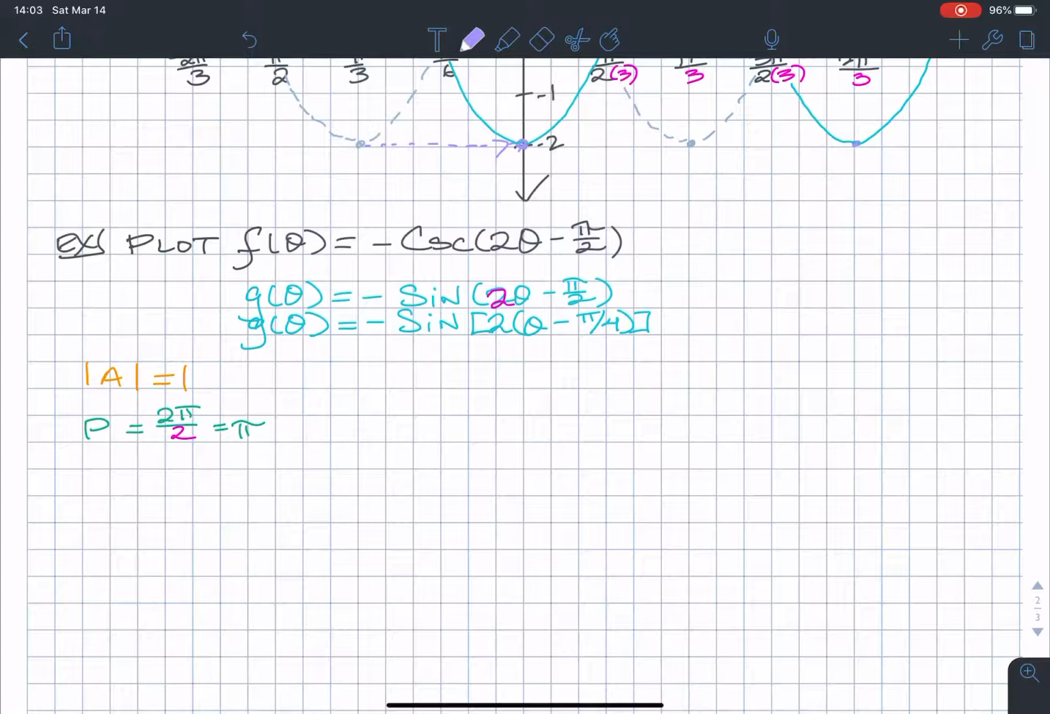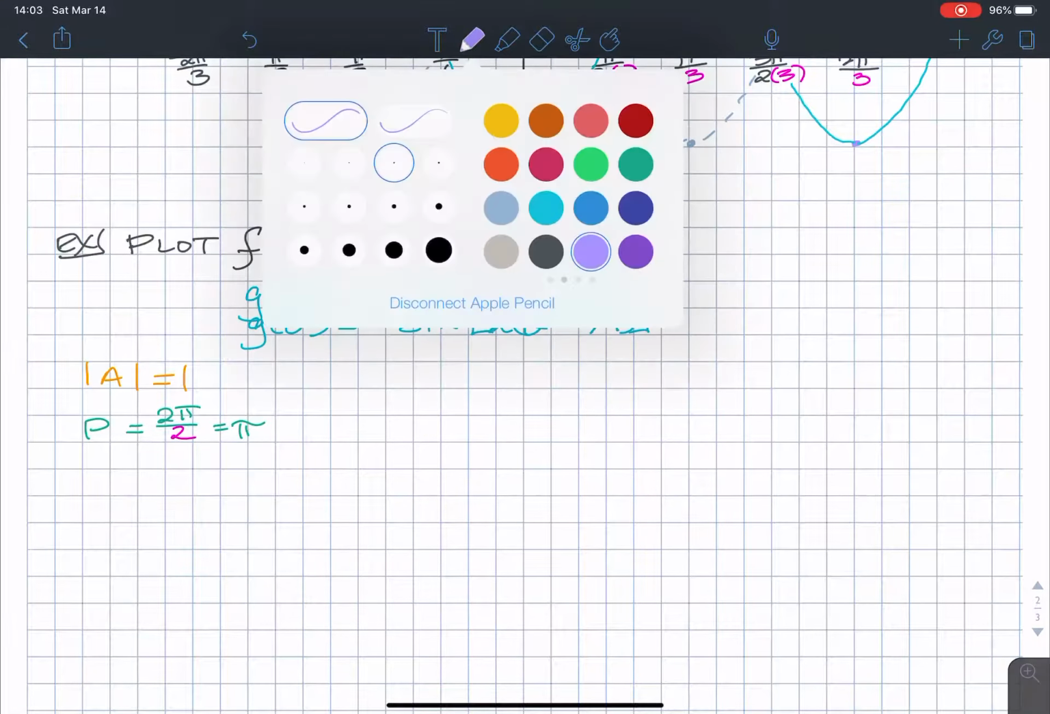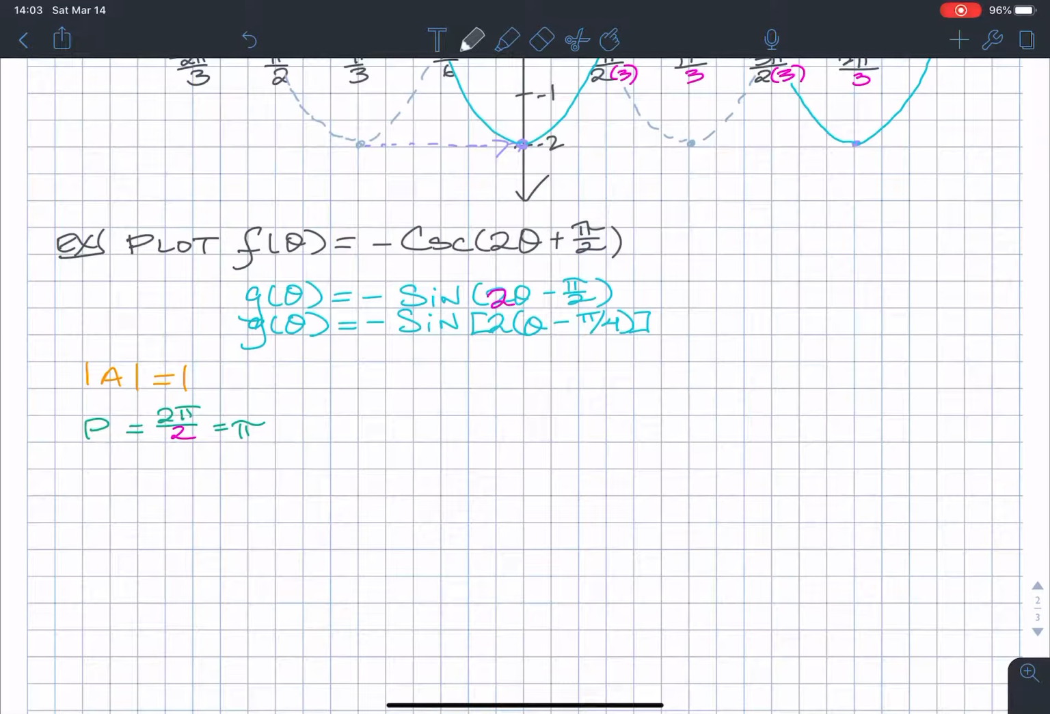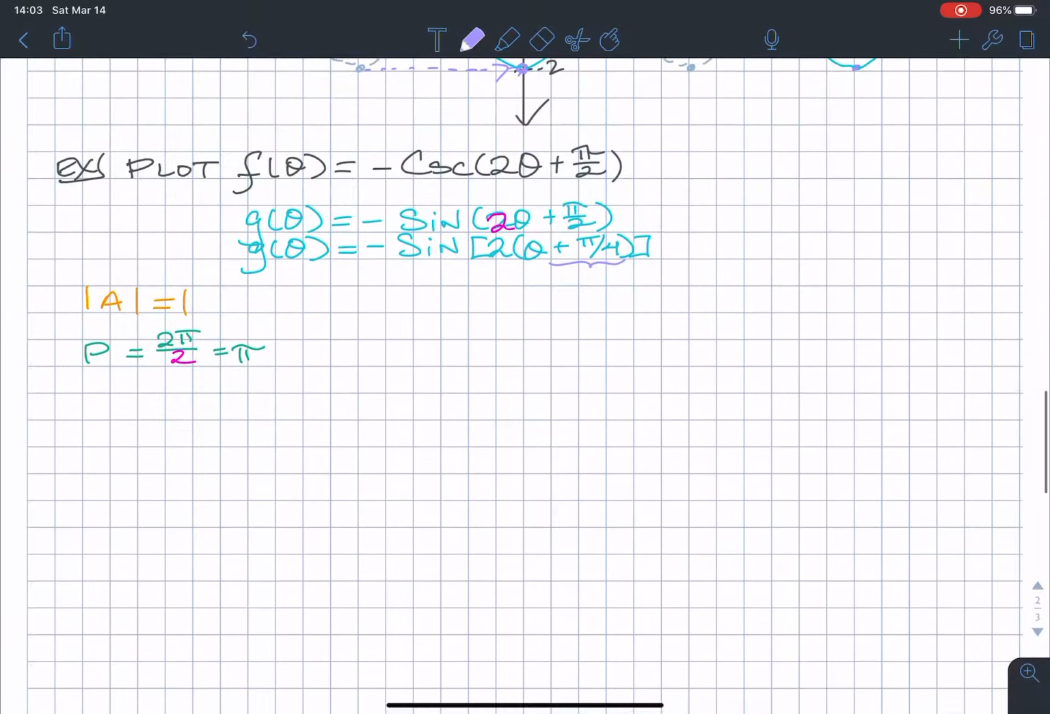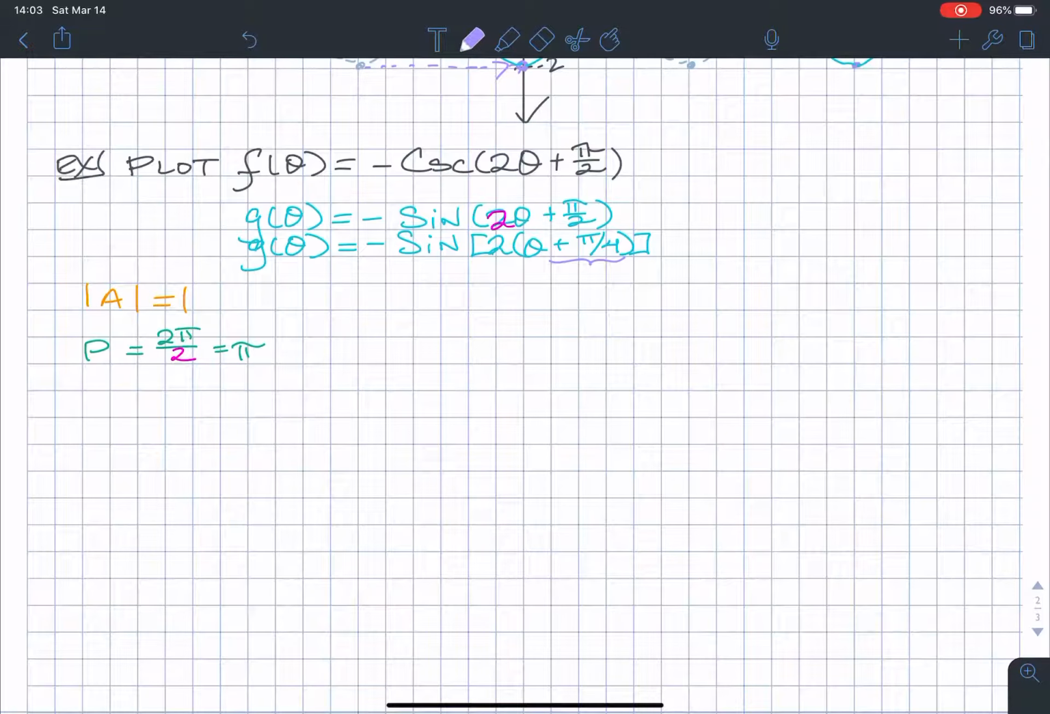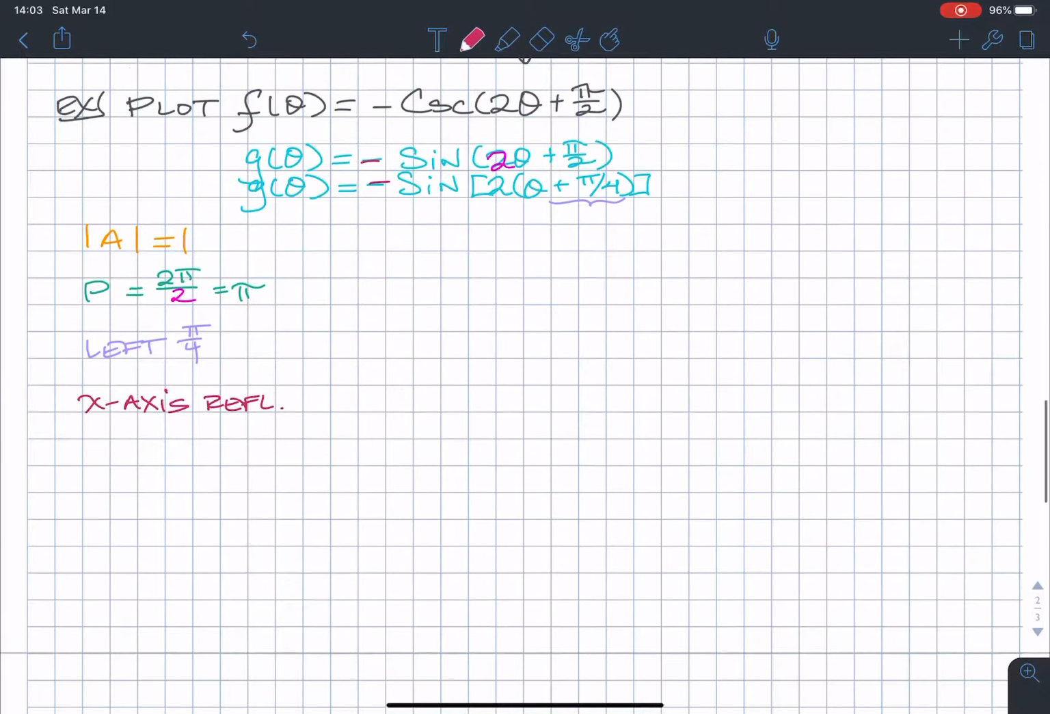Now, do you know what? Let's change this. I already used minus. Let's make this a plus for this example, only because I want it to be counterintuitive. So if I have a plus pi over 4 inside, then that's going to be left, because it's counterintuitive, pi over 4. But there's one more thing we have. We have this minus sign, and we know that that minus sign is an x-axis reflection. So let's see if we can handle all of this in one fell swoop.